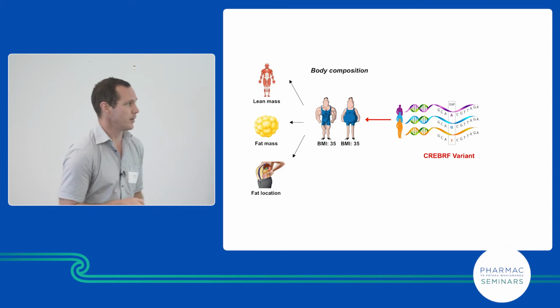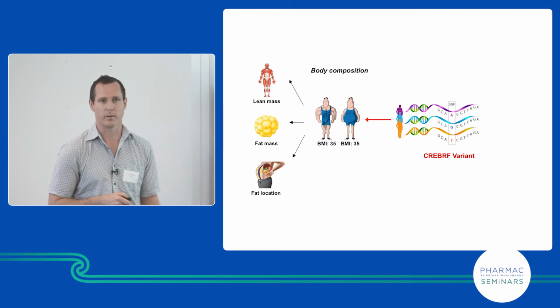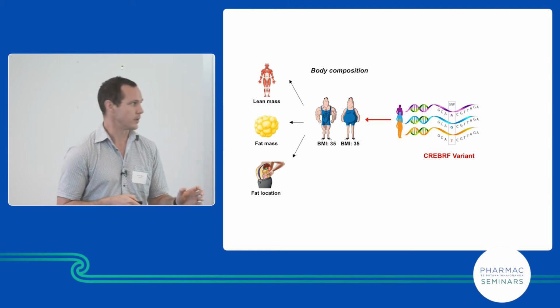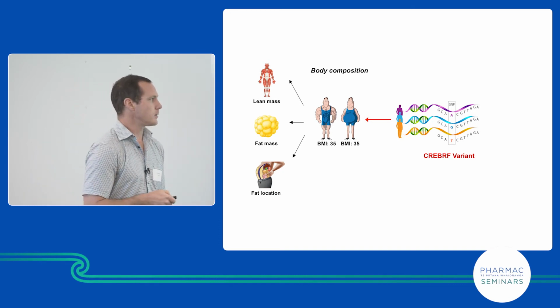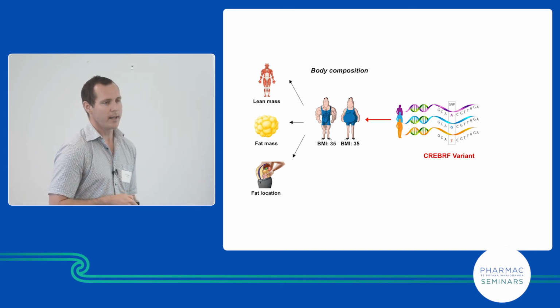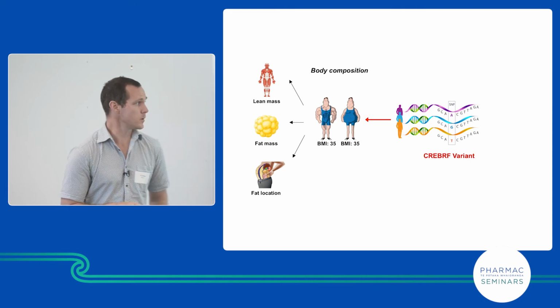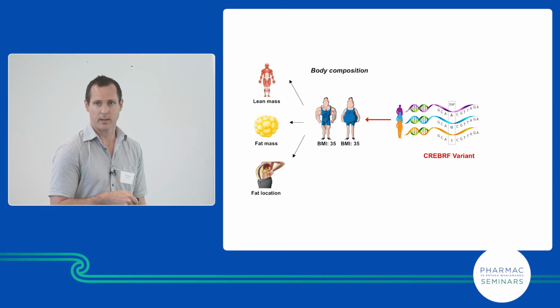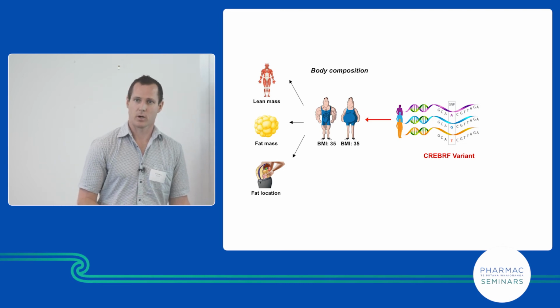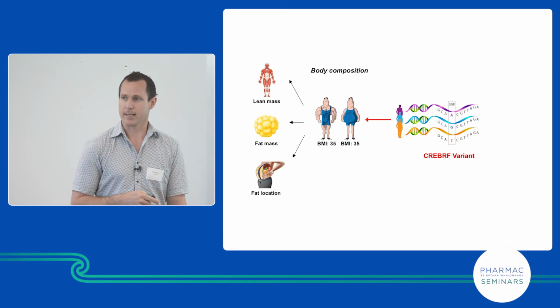Okay, so this is your CREBRF variant. This is a change in a single nucleotide within a gene that can result in a change of phenotype. So the first question we asked was, do people with the same BMI, with and without this variant, have a different body composition? Because you can be overweight, have a BMI of 35, that's in the obese category, and have a lot of fat mass, or you could just be really muscly and strong. Jonah Lomu was a classic example where he had a very high BMI, but he had lean mass, so muscle.